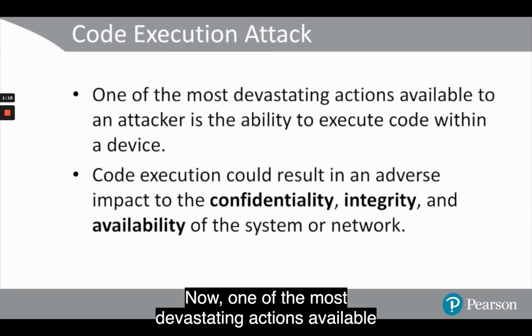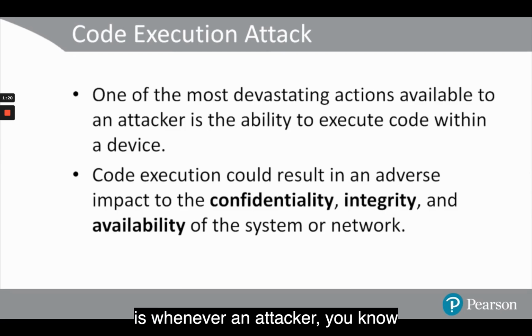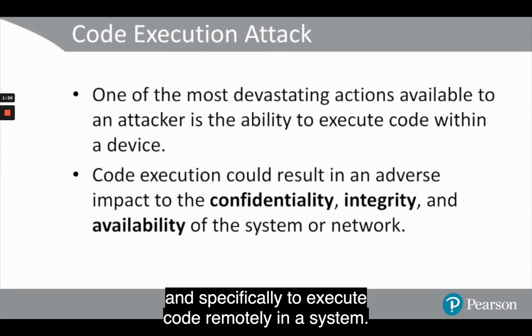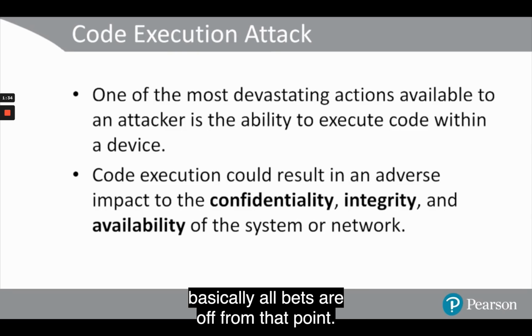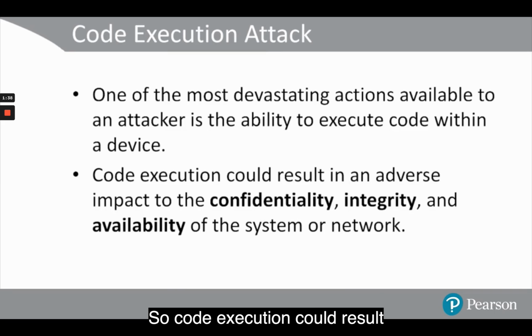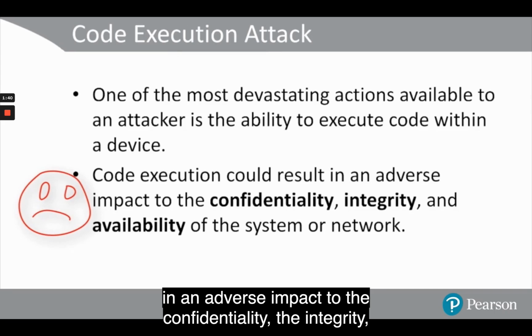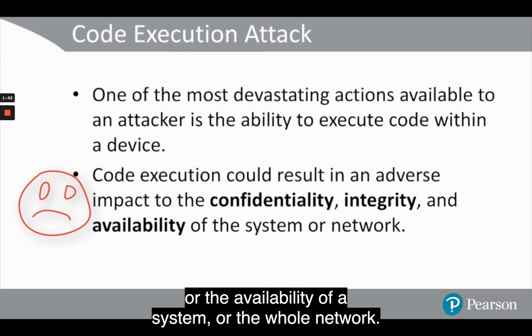Now, one of the most devastating actions available is whenever an attacker has the ability to execute code, and specifically to execute code remotely in a system. So once you actually have access to the device and can execute code, basically all bets are off from that point. So code execution could result in an adverse impact to the confidentiality, the integrity, or the availability of a system or the whole network.